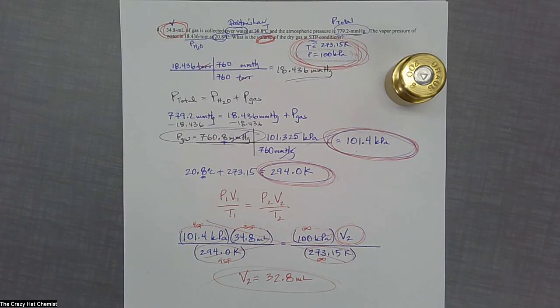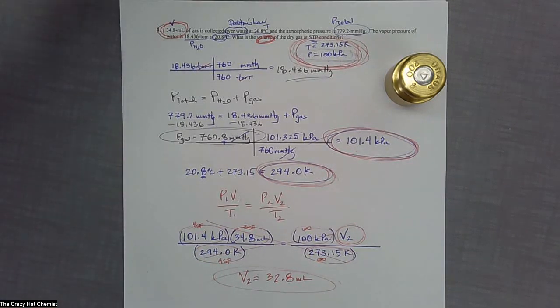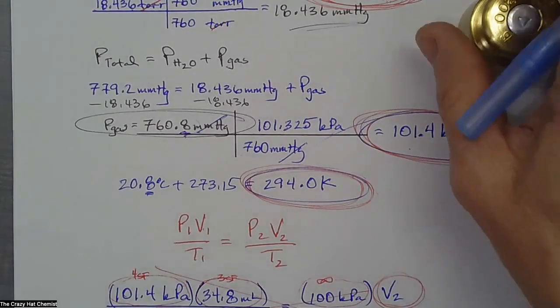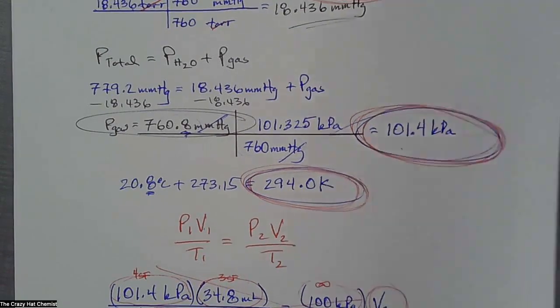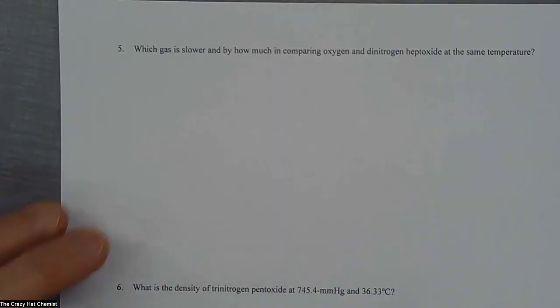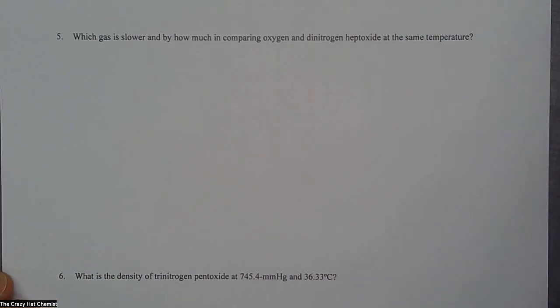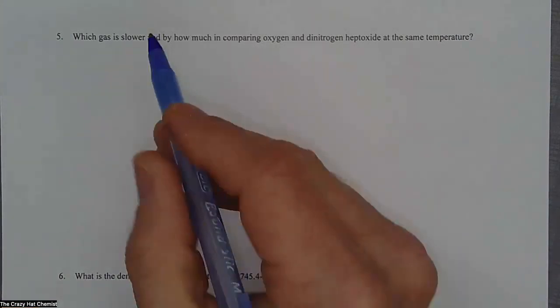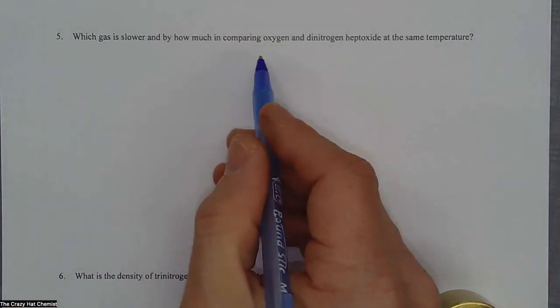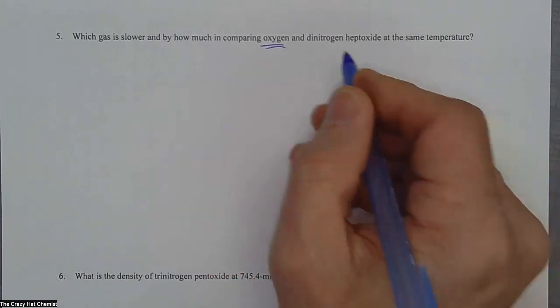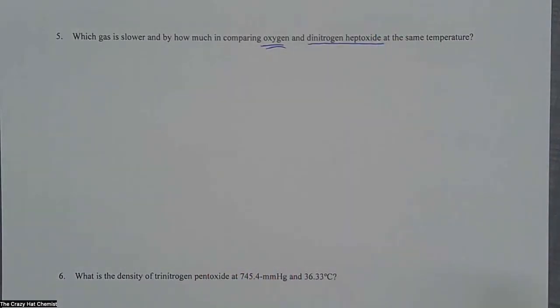So hopefully everybody's okay with that. Just looking at that here, making sure everybody's good. Hopefully I went through that stepwise okay for you. All right, so let's check out the next problem, and that would be problem number 5. All right, so problem number 5 says which gas is slower and by how much in comparing oxygen with dinitrogen heptoxide.